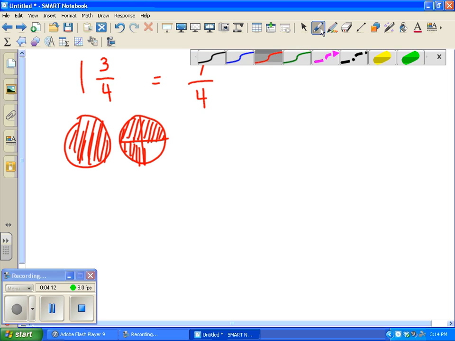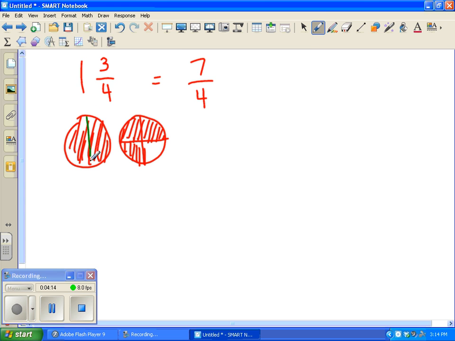And I have to show that this is the same as 7/4. Okay, so let's count how many slices. Each one of those is called a fourth that we have. 1, 2, 3, 4, 5, 6, 7. Great.